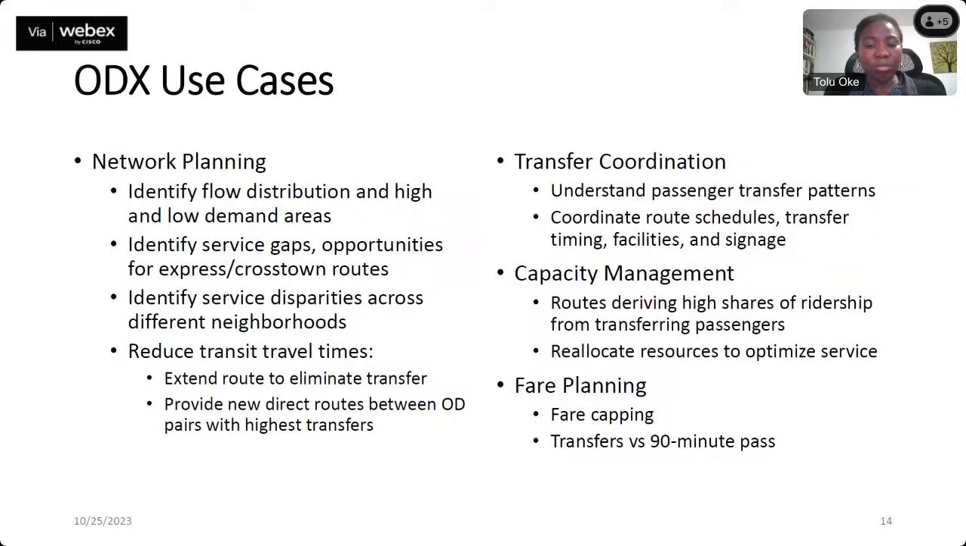PVTA was able to use this data to develop a fare capping impact model, which we have a TRR paper on. We're also considering eliminating transfer tickets and providing a 90-minute pass that would ensure that our riders are not paying extra to transfer between routes.